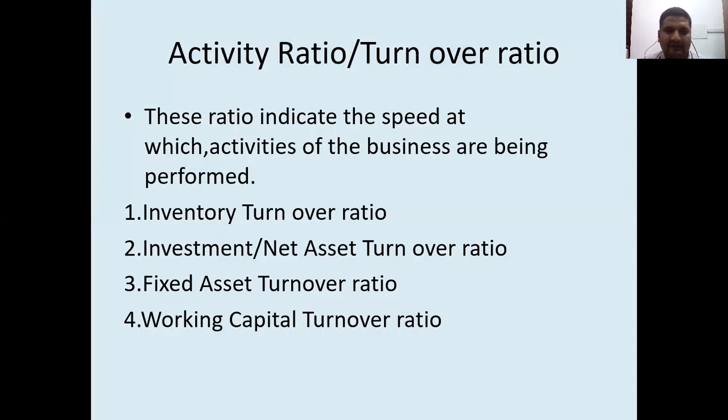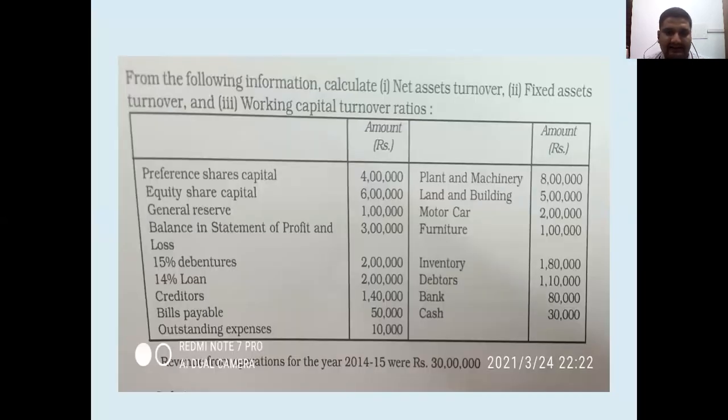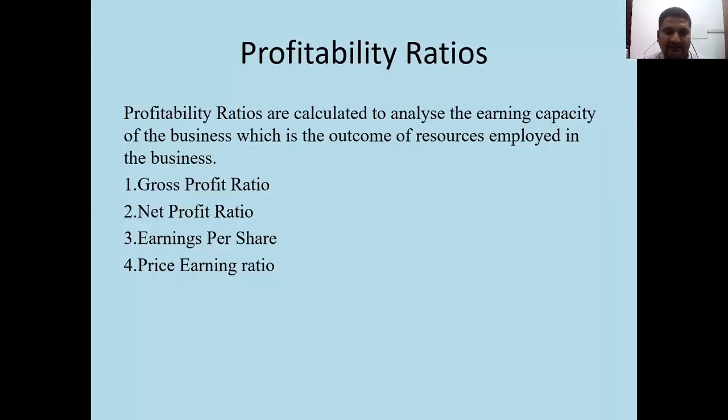The activity ratios are the inventory turnover ratio, investment or net asset turnover ratio, fixed asset turnover ratio, and working capital turnover ratio. The formulas are given like this. Inventory turnover ratio equals cost of revenue from operations divided by average inventory. Investment or net asset turnover ratio equals revenue from operations divided by capital employed. Fixed asset turnover ratio equals net revenue from operations divided by net fixed assets. Working capital turnover equals net revenue from operations divided by working capital. So we can see here the net assets turnover ratio, fixed assets turnover ratio, and working capital turnover ratio. This is the format, and one sum is given.